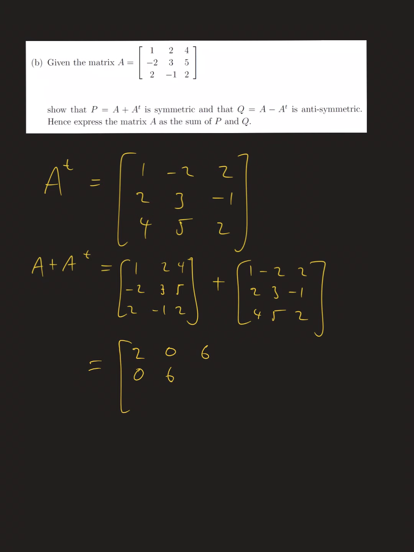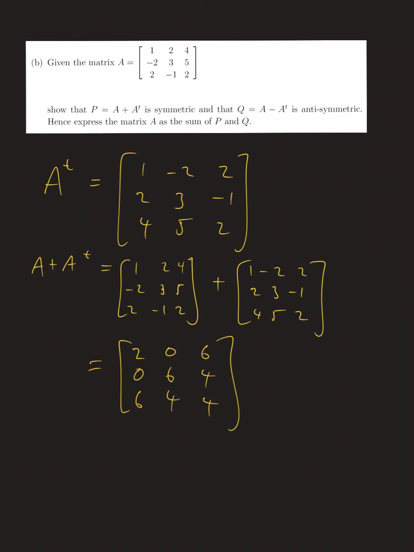5 plus minus 1 is 5 minus 1 is 4. 2 plus 4 is 6. So again, nice and symmetric. I get 4 here, symmetric, and I get 4 here. So we verified there that that is symmetric. So 0 matches a 0, 6 matches a 6, 4 matches a 4.